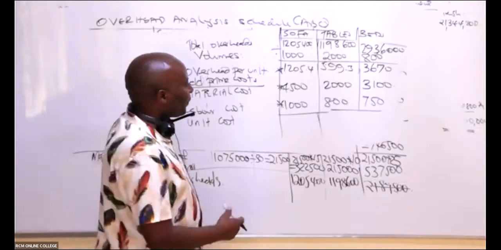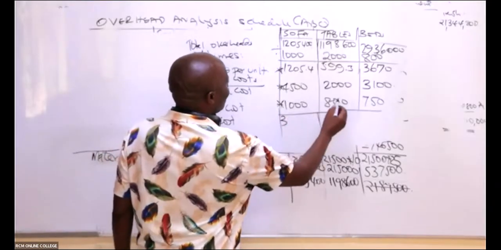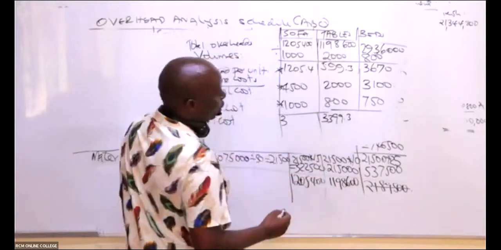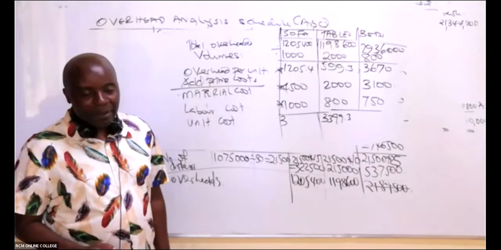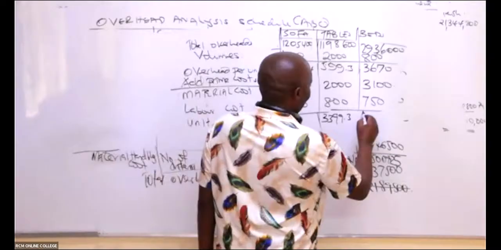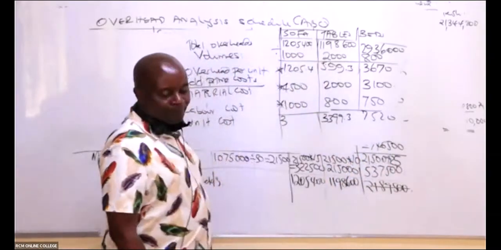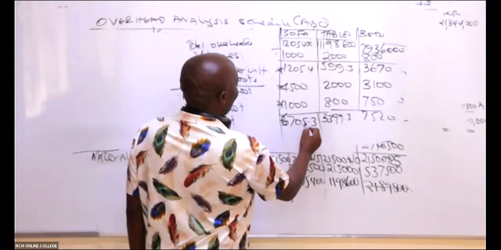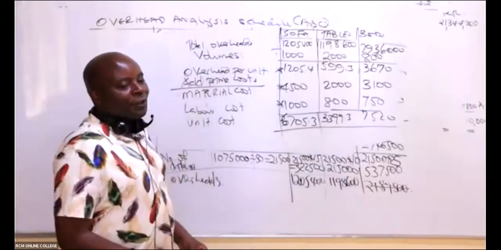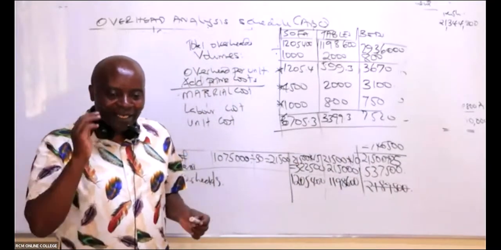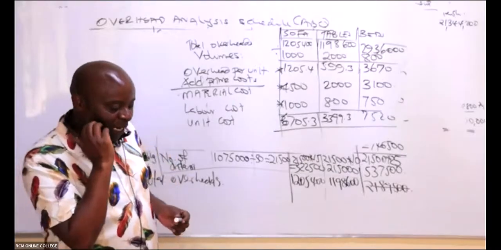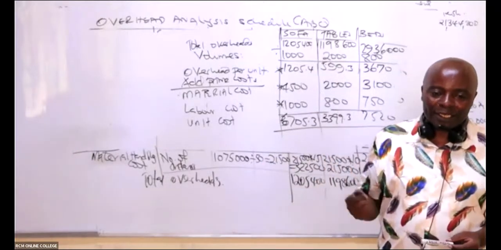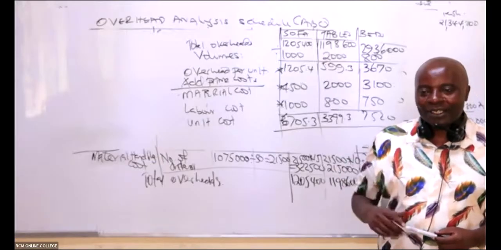Tables, how much? 33.99.3. Thank you so much. Beds, 2520. Sofas, 6705.3. So if you compare the traditional method and this ABC method, the answers can never be the same. The cost that we have there will be different. Which method in this case will you trust? ABC. It's modern.